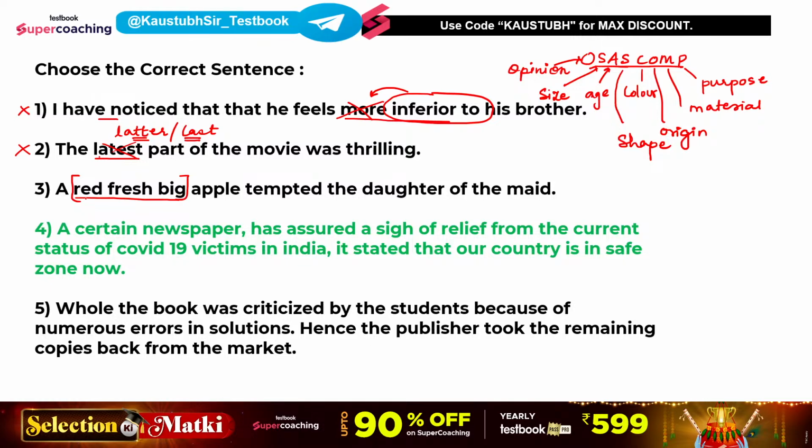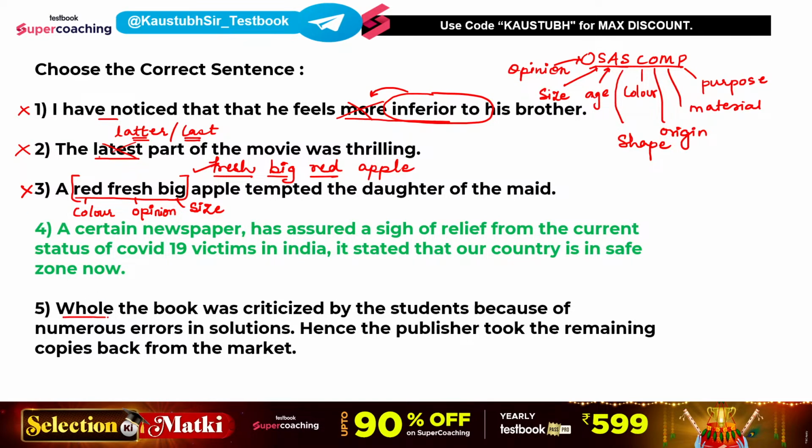Now, red is color, right? Big is size. And fresh is your opinion. So according to this sequence, we will have to write fresh first because opinion comes first. Then we'll have to write size, big. And then color, red. And then apple. A fresh, big, red apple tempted the daughter of the maid. This is how the sentence should have been. So option number 3 is also wrong.